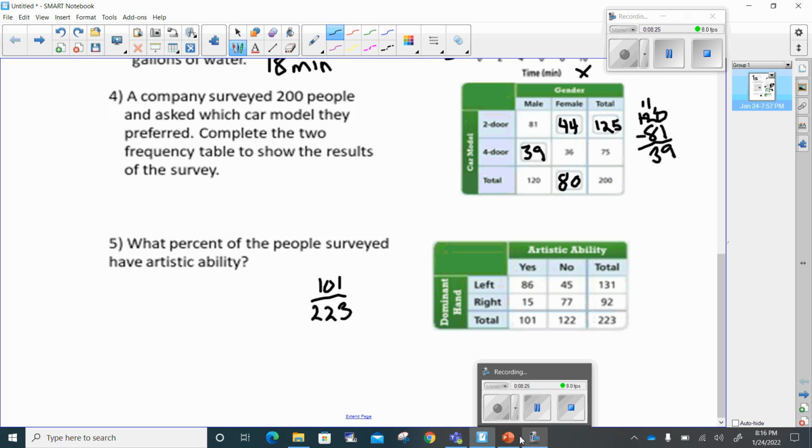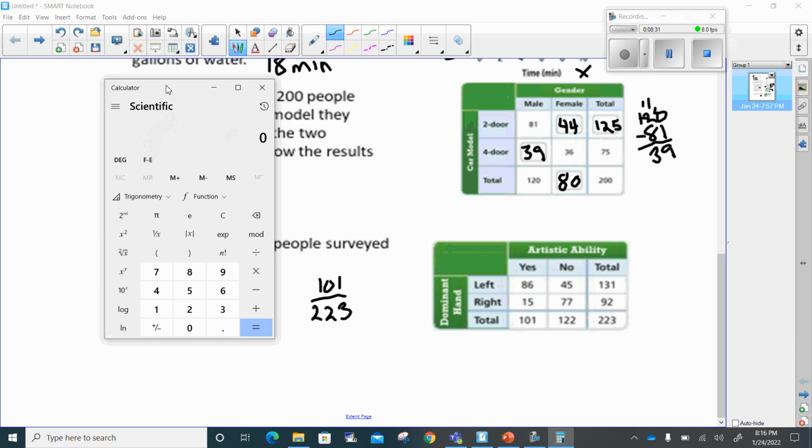If we look for this, we'll take the calculator. We'll take 101 divided by 223. And that tells me approximately 45%. But when you round this one up, it'll be 3. 3 won't be bigger than 5. So yes, when you move the decimal over, 45%.